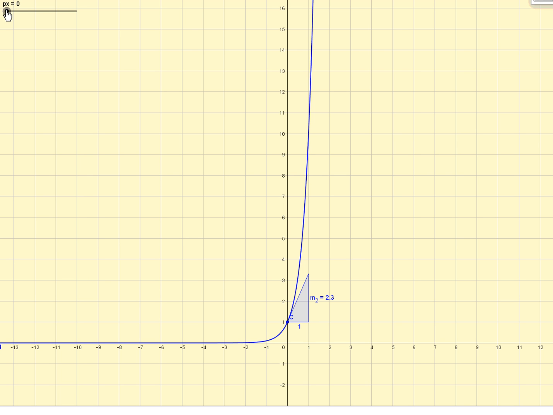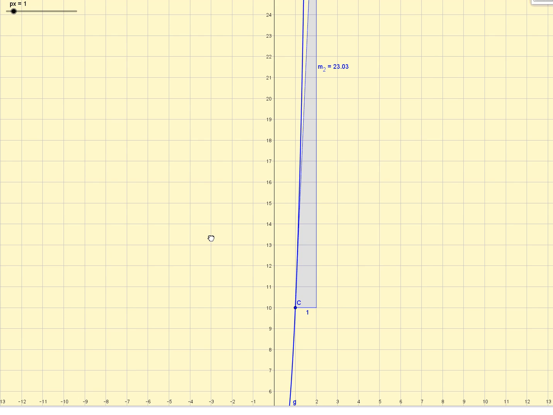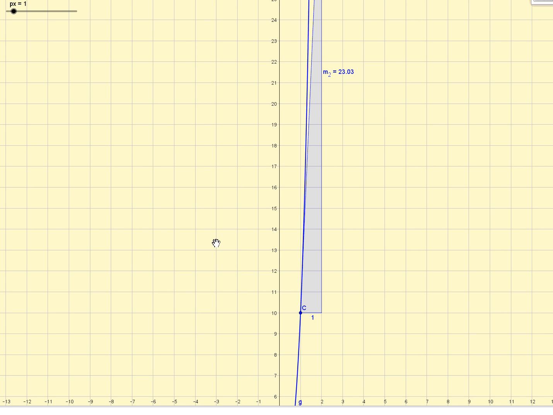Let's move the point along up to x equals 1, and excuse me, our picture's gone, our triangle's gone off the top of the screen there. So now we've got x equals 1, y equals 10 here, and the gradient is 23.03. So we've got 23.03 again divided by 10, so that's our gradient divided by our y value. We're back to 2.3.